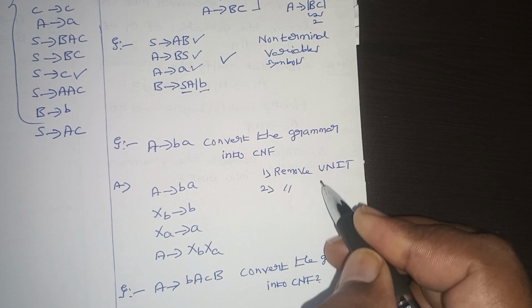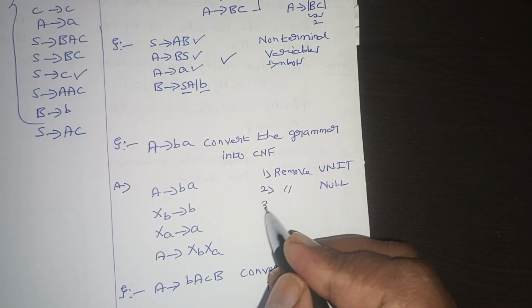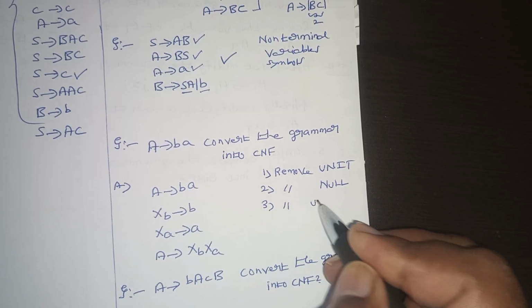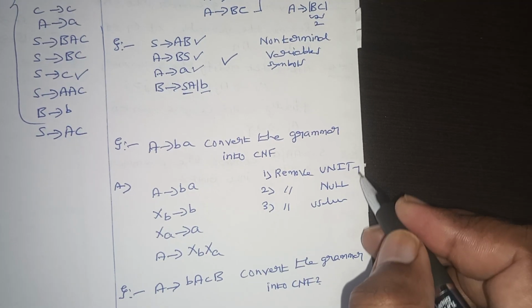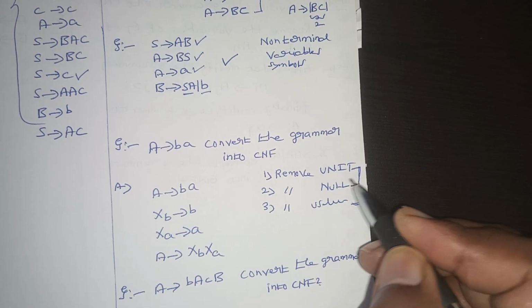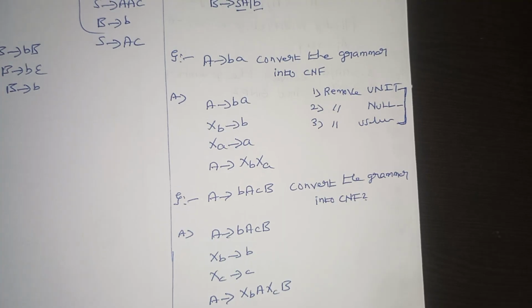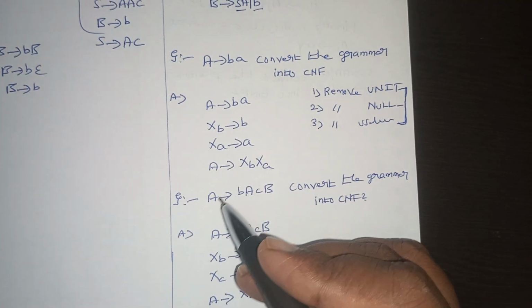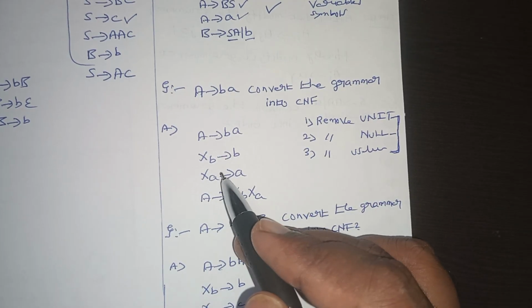Remove null productions, or eliminate null productions. Third one, remove useless symbols. That you have to make note of. So first you have to simplify the grammar, then only you go for converting to the Chomsky normal form. That is important. Not directly.